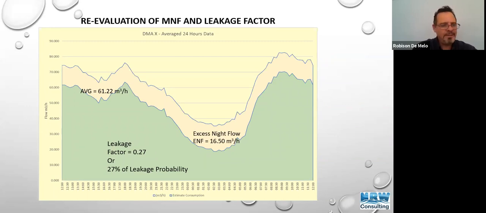So now, in the meantime, let's identify what the other components of the minimum night flow, or the profile of the area, are. For that, we measure the N1 factor.